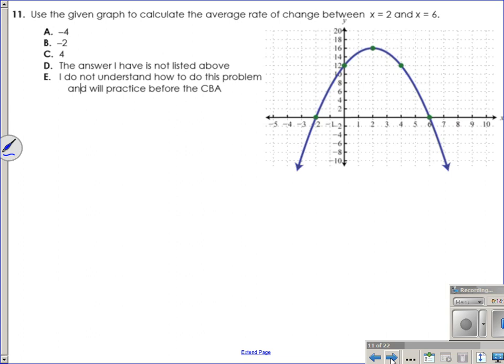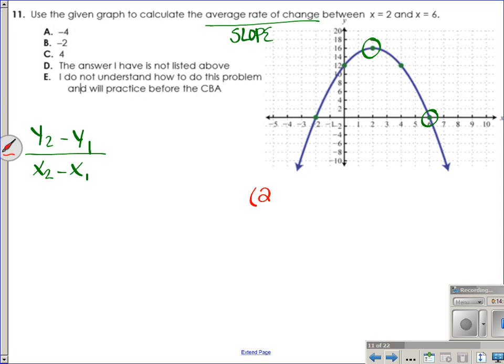Remember, the word that we associate with average rate of change is slope. And the slope formula is y2 minus y1 over x2 minus x1. So we need some coordinates. So we need when x is 2, well, here's the point when that happens. And when x is 6, here's the point when that happens. So we got to go ahead and get their y coordinates. So when x is 2, the y coordinate is 16. When x is 6, the y coordinate is 0.